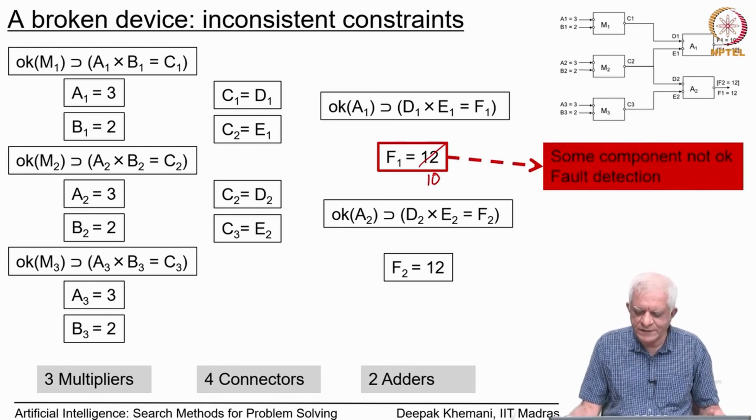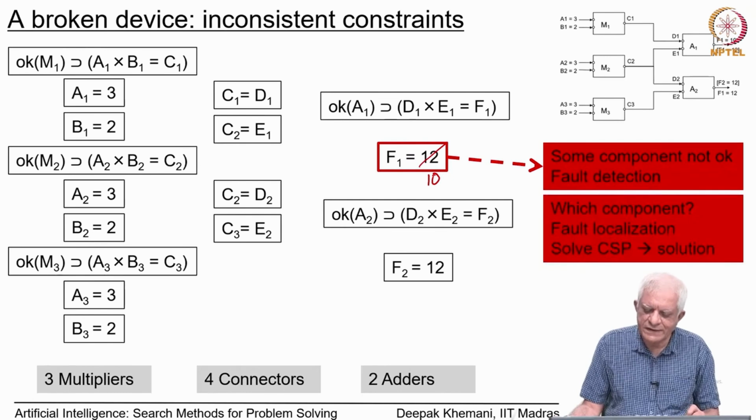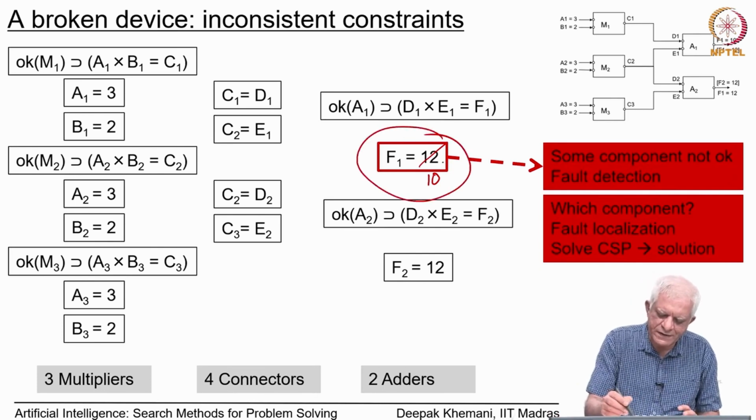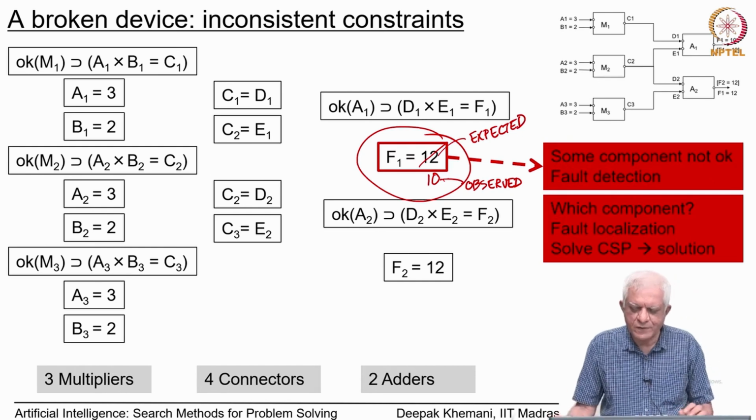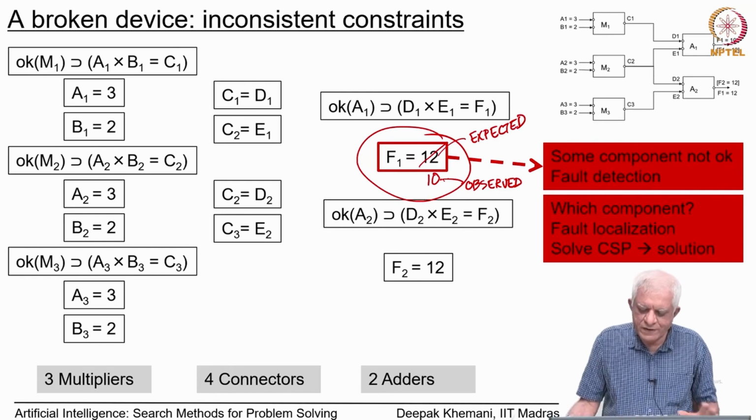So, what happens here is that once you see that there is a discrepancy between the predicted value and the observed value, that the expected was 12 and the observed is 10. This 12 was expected. The perils of copy paste. So, if the expected value does not match the observed value, then you have to do some figuring out.